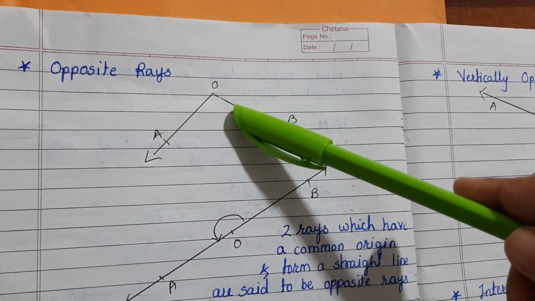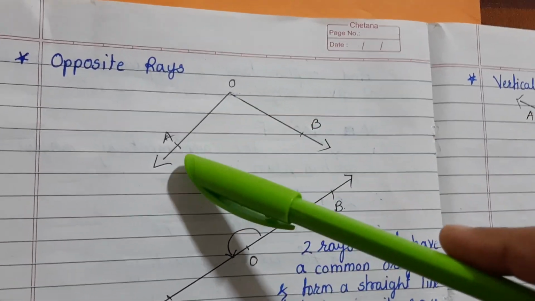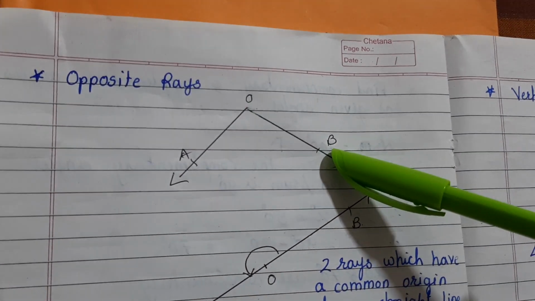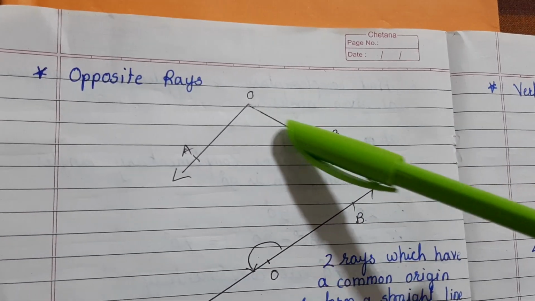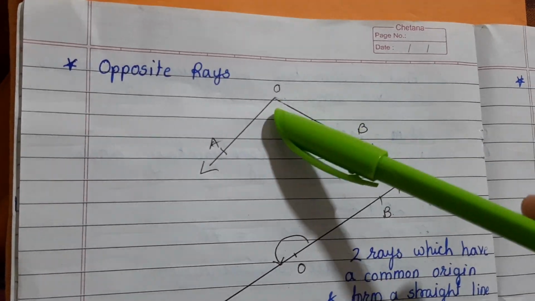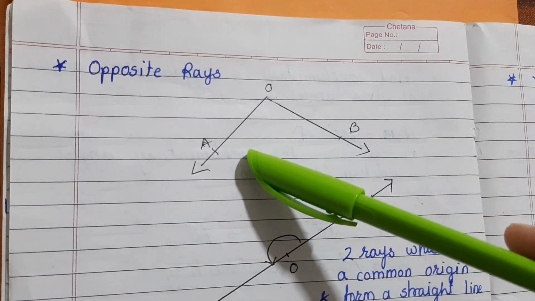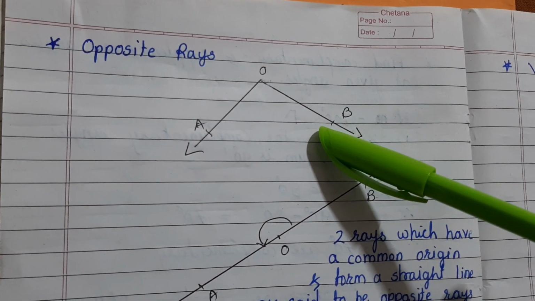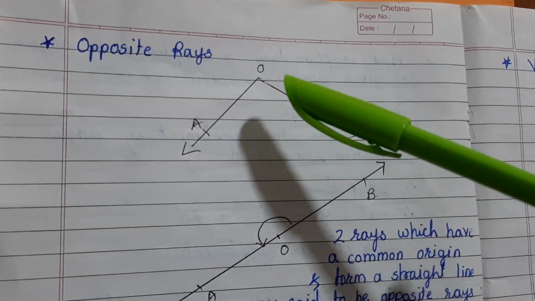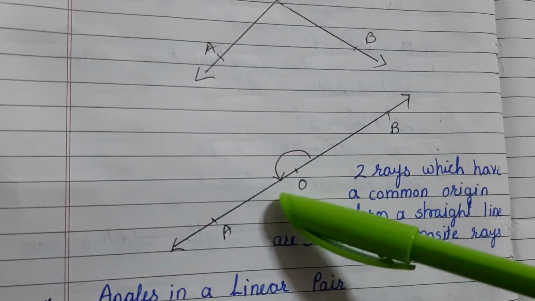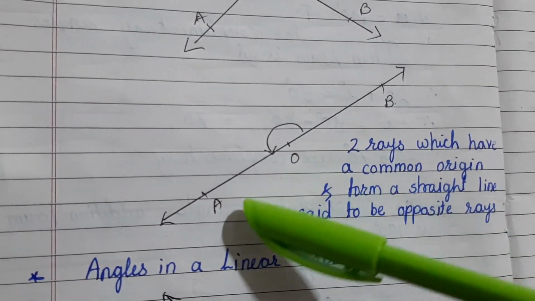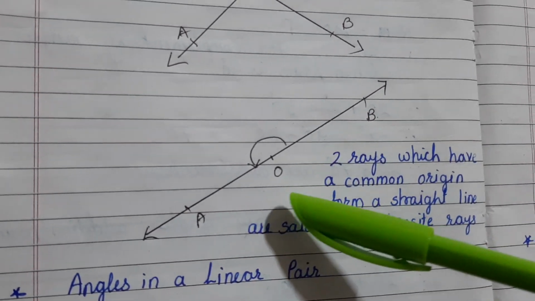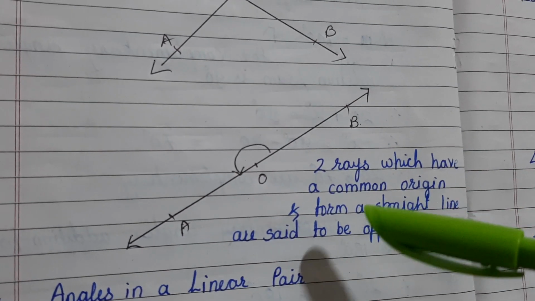Look at this figure. Here, one angle we can find out is AOB. Within that, two rays are there, OB and OA. Right? These two rays cannot be said to be opposite rays. From the figure, you can understand. But if you observe this figure, OA and OB are two rays. These two rays are opposite rays.